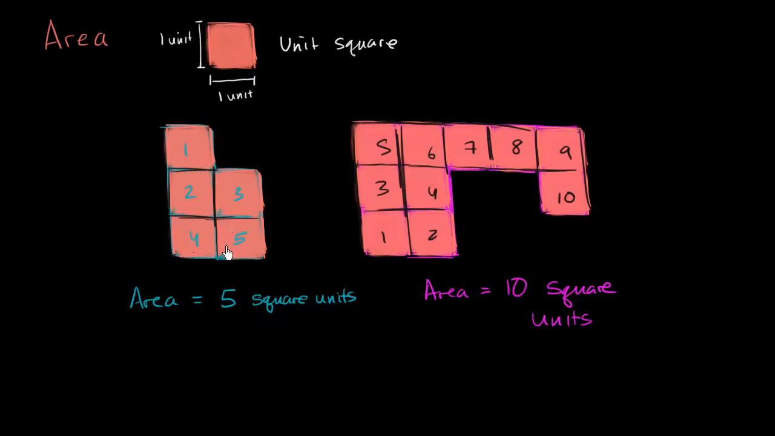This thing has an area of 5 square units. This thing has an area of 10 square units. So this one we can actually say has twice the area. The purple figure had twice the area. It's 10 square units as the blue figure. It takes up twice the amount of space on the screen.